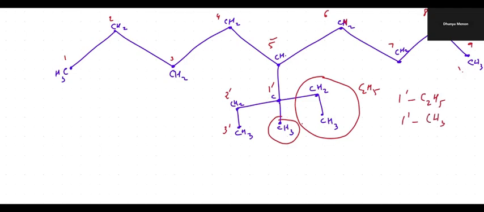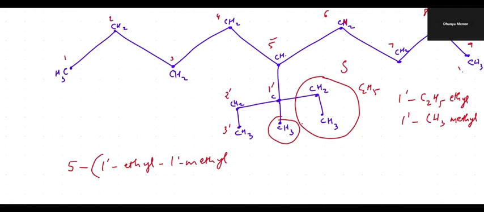Now, coming to naming, the substituent is at the 5th position. So 5. Now, bracket. This is ethyl, and this is methyl. Which one to name first? Always naming according to the alphabetical order. So at the first position, I have ethyl. At the first position, I also have methyl. In the substituent, how many carbon atoms are there? 3. So it's not propane, but it's propyl because it's also a substituent. And then root word, nonane, because 9 carbons and there are no triple or double bonds. I hope I'm clear.